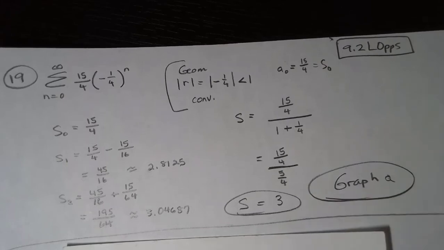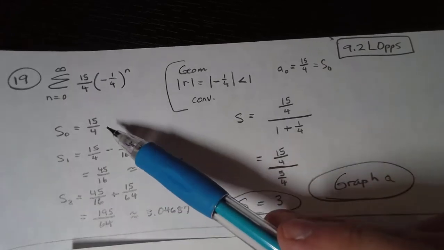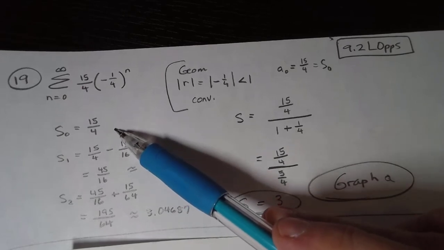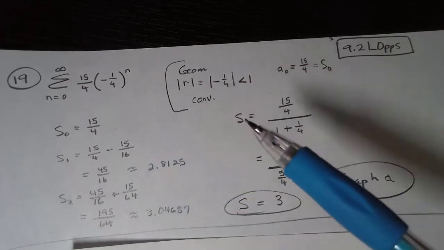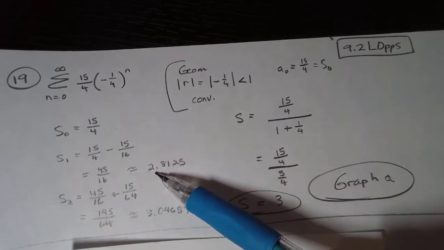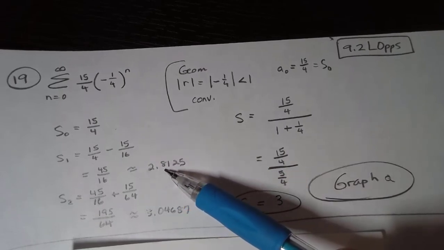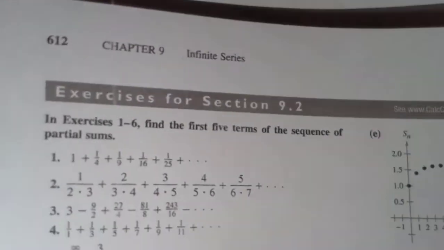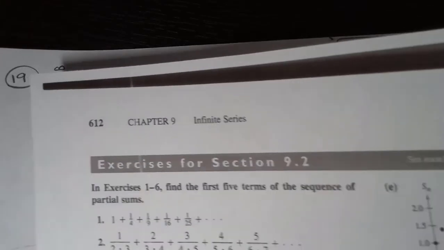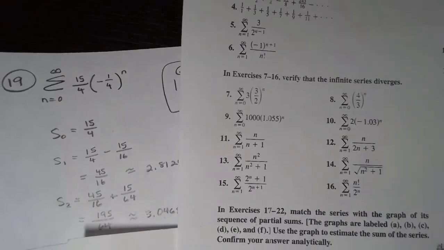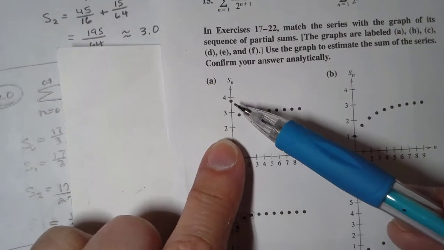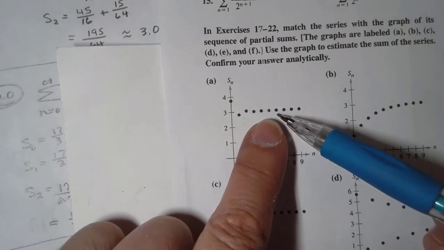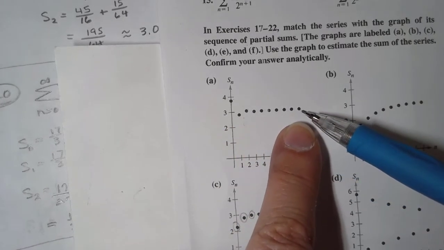And this is graph A. So let's look at my first partial sum, 15/4. That's almost 4, right? 16/4 would be 4. My next sum would go down to 2.8. My next one's going to come up to 3.04 and so forth. You can see it's getting closer to 3, and it matches graph A. So looking at graph A, there is almost 4, less than 3, a little above 3, and it's going to get closer and closer to 3.